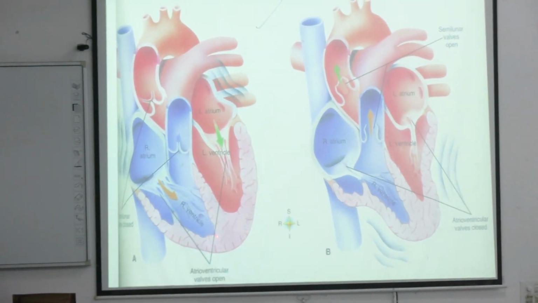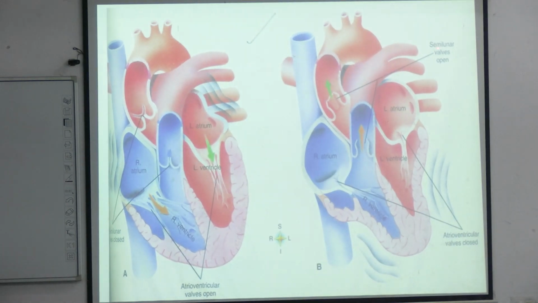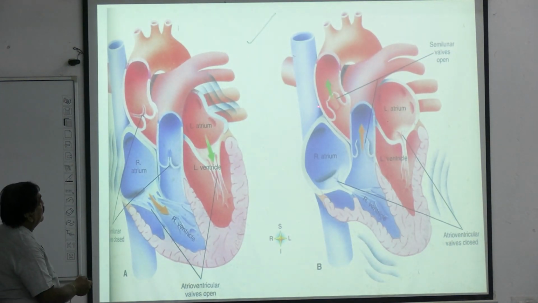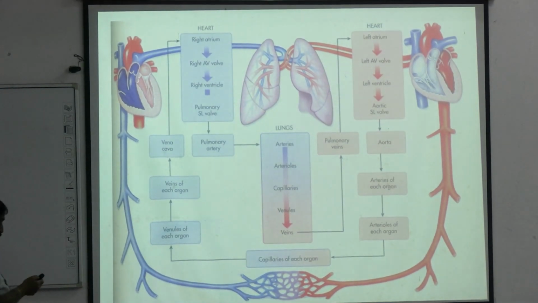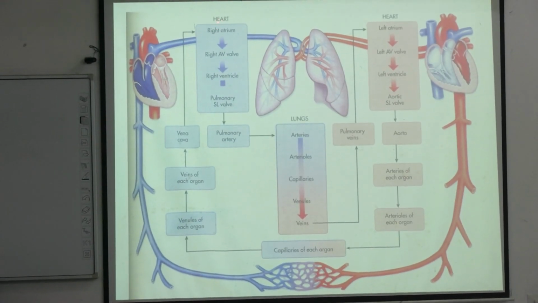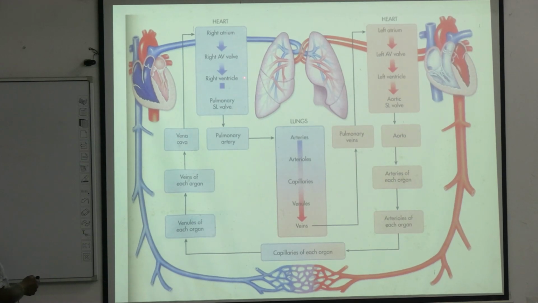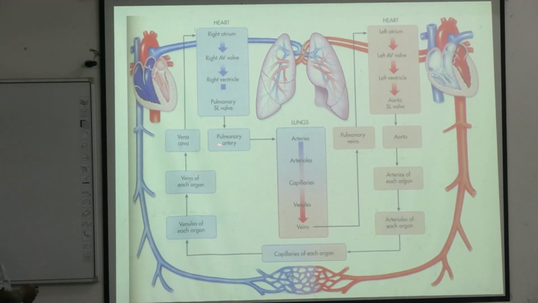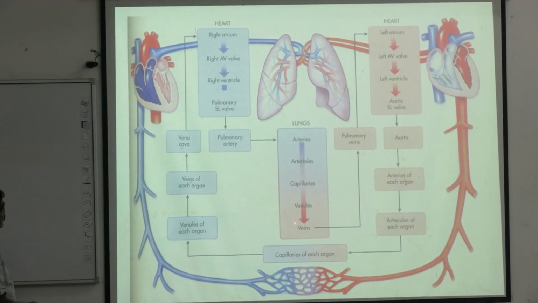This is the left atrium, right atrium, left ventricle and right ventricle. See the chambers of the heart, and you can see the semilunar valve open, the right atrium, atrioventricular valves here. Now, this is a fundamental slide showing the heart: the right atrium, right atrioventricular valve, right ventricle, pulmonary artery, the lungs, arteries, arterioles, capillaries, venules, veins.